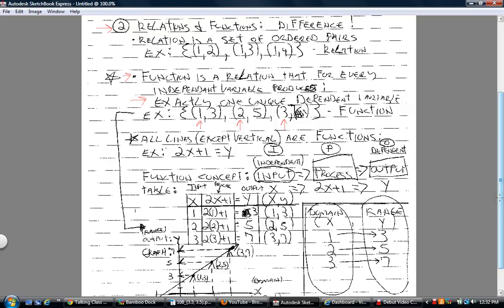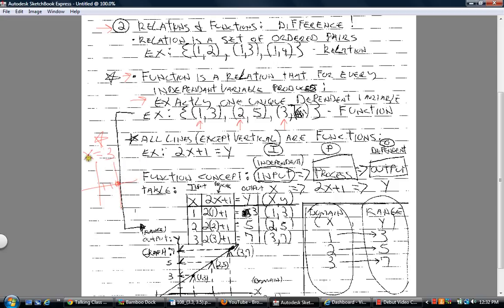So the big thing we're going to work on in this class is all linear equations except vertical ones. And a vertical example would be what? Who remembers what a vertical is? A vertical equation would be like x equals 3. Wouldn't that produce 1, 2, 3? Wouldn't that produce a vertical line?